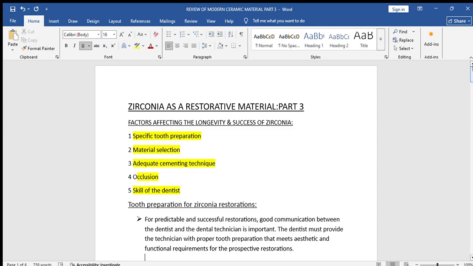Second, material selection. How will you select this material according to functional and aesthetic requirements and occlusal forces? It will be discussed later on. Third one is adequate cementing technique. It was discussed in part 2 and part 1 of the ceramic series. Fourth one is occlusion. You have to observe the occlusion of the patient in the form of any occlusal interferences or parafunctional habits. And fifth one is the skill of the dentist. The dentist must have good communication with the dental technician. He must provide adequate tooth preparation for the required restorative material.